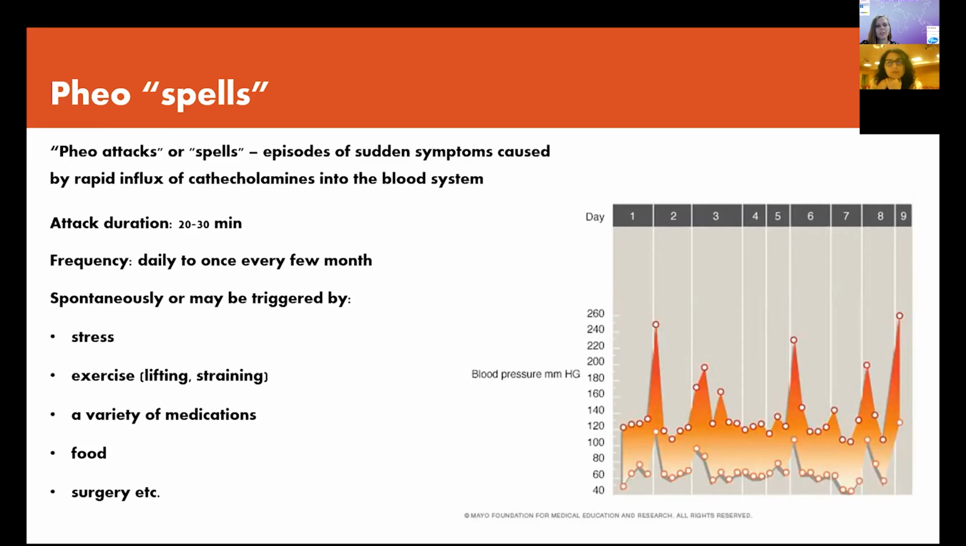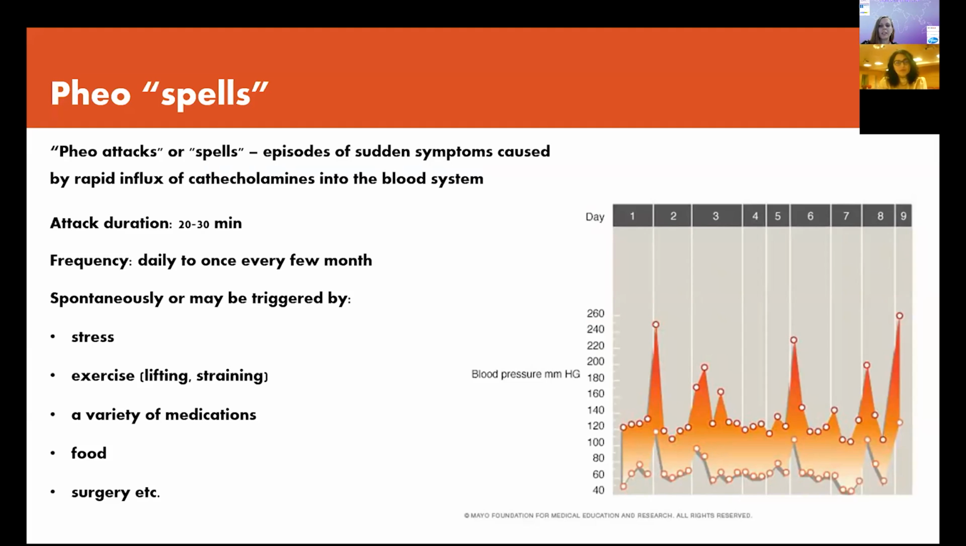And the duration of these attacks is usually less than an hour. Usually it's 20, 30 minutes. The frequency varies, from as frequently as daily attacks to once every few months. And usually the spells are unpredictable and can occur spontaneously, but sometimes they can be triggered by stress, strenuous exercise that increases abdominal pressure, such as lifting or straining, a variety of medications, foods, or surgery for an unrelated reason.